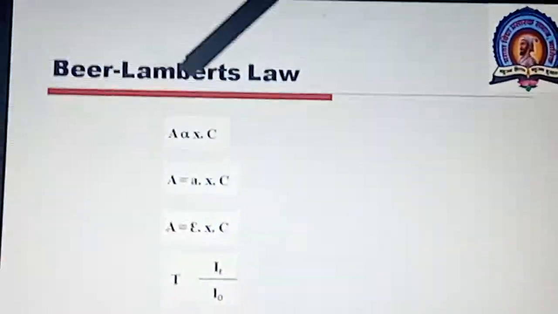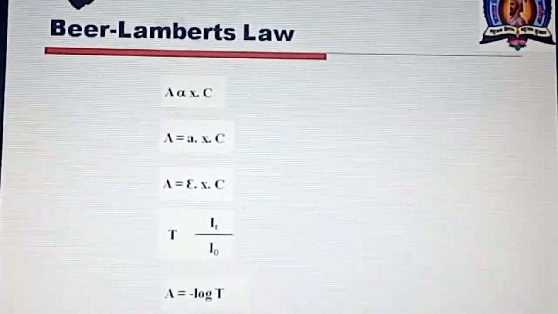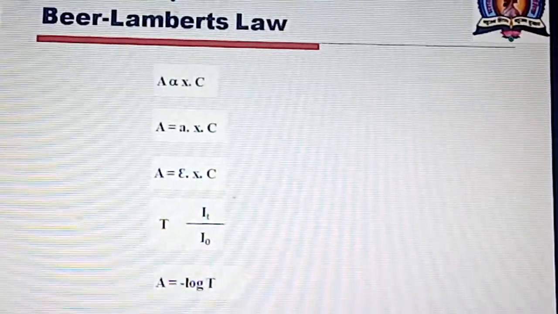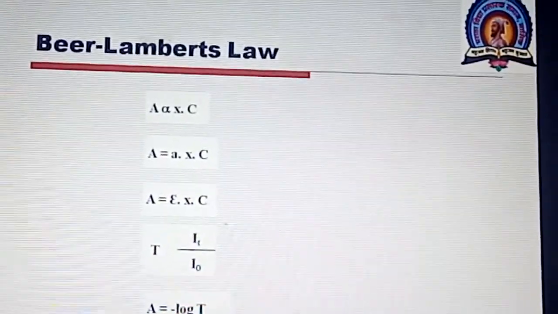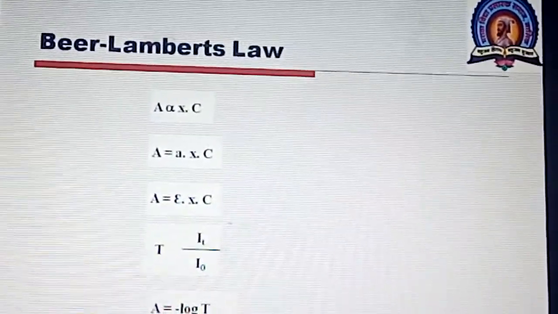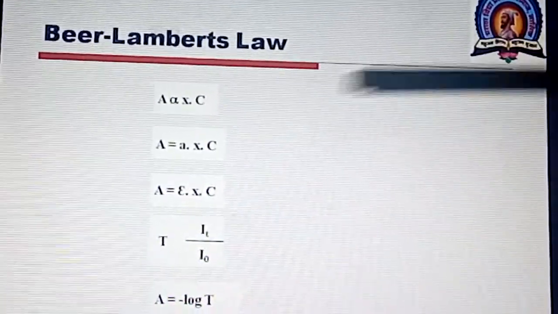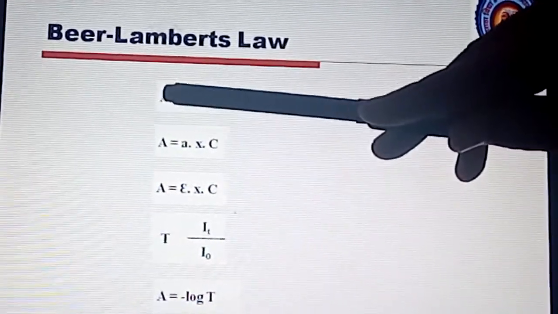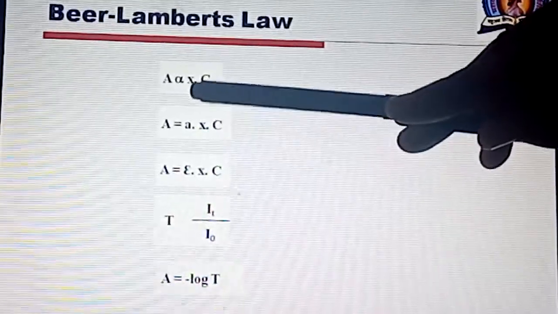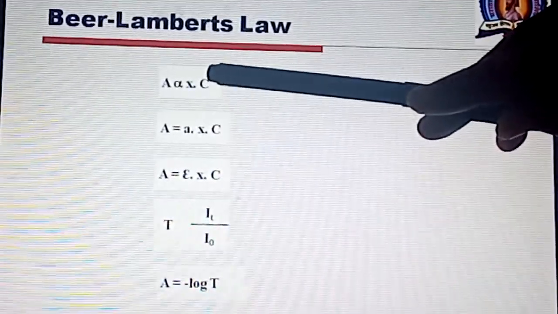Then next one is combined Beer's and Lambert's law. Actually, it is the combination of two laws. Which one? Beer's law and Lambert's law. The statement is what? It is stated as absorbance A is directly proportional to what? Both path length and concentration.